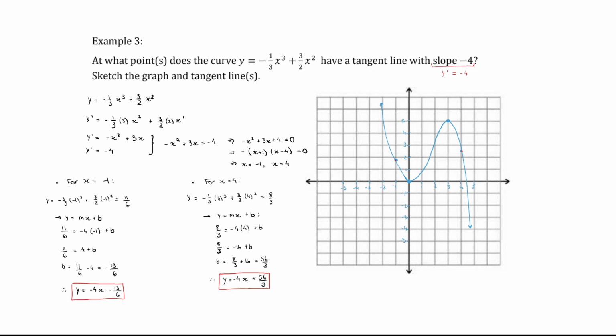All right, and then our second one. There we go, right? So those are going to be the 2 tangent lines that have a slope of -4. So again, just another example of a type of question that you might see on an assignment or that you might see on a test that is related with finding the equation of a tangent line to a function.